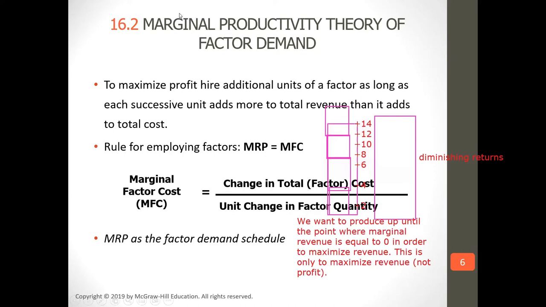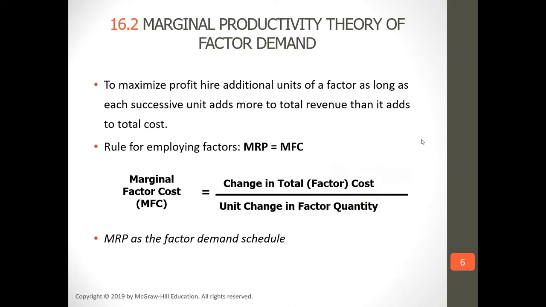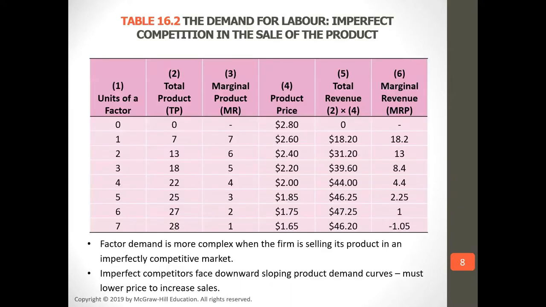To maximize profit, we have to hire additional units of a factor as long as each successive unit adds more to total revenue than it adds to total cost. Marginal factor cost is the change in total factor cost divided by the unit change in factor quantity. So we want to produce up until this point right here, the best producing point, because after that marginal revenue would become negative. This is where revenue would be maximized, at 47.25.